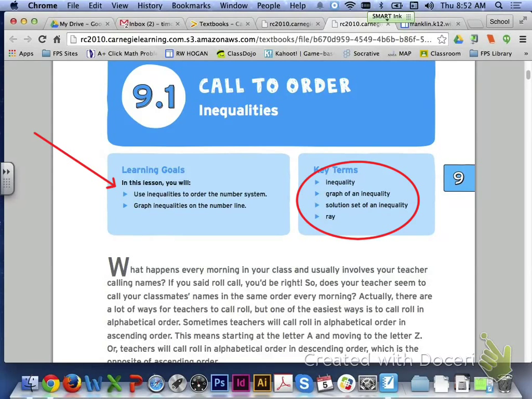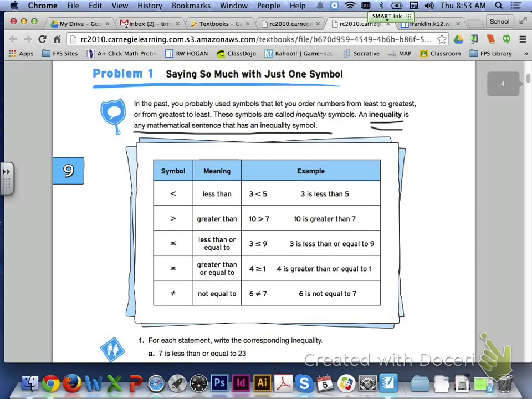the number line. Some key terms to look for in today's lesson: inequality, graph of an inequality, solution set of an inequality, and ray. Let's take a look at problem number 1 on page 606. It says that in the past you probably used symbols that let you order numbers from least to greatest or from greatest to least. These symbols are called inequality symbols. An inequality is any math sentence that has an inequality symbol.